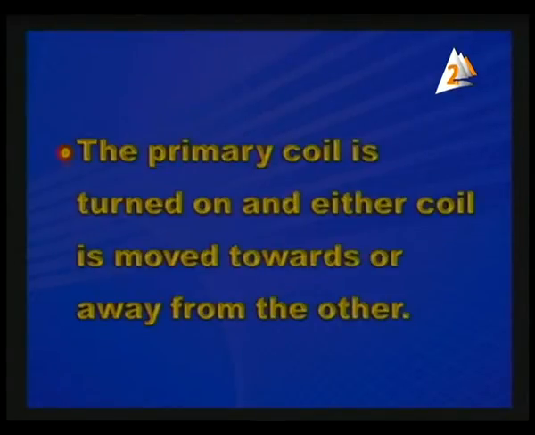And what about the last two methods? The primary coil is turned on and either coil is moved towards or away from the other. So by moving the primary coil towards the secondary or away from it.